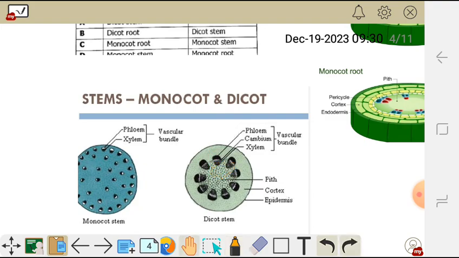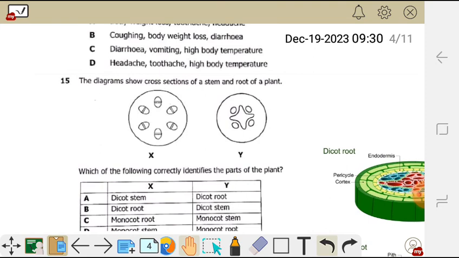So when we come back to our question here, we have a star shaped xylem in the root. A star shape in the root is a dicot. So Y is a dicot. Then in the stem, where we have the phloem first, followed by the xylem inside and separated by the cambium, is also a dicot. So the correct answer is dicot in the stem and dicot in the root.